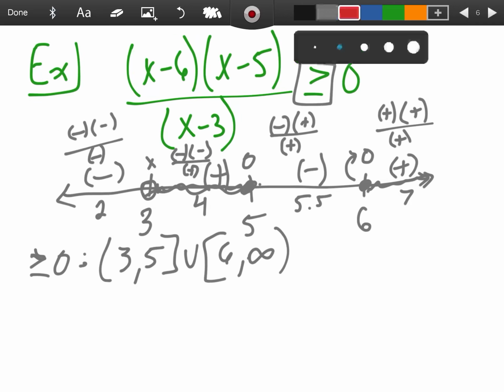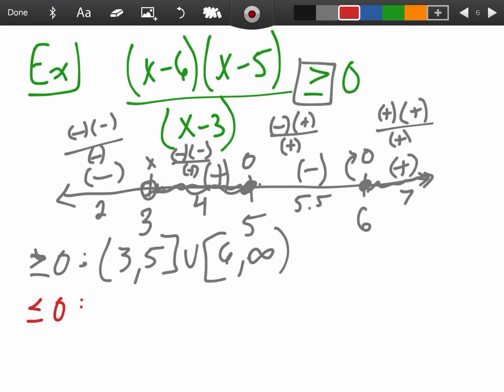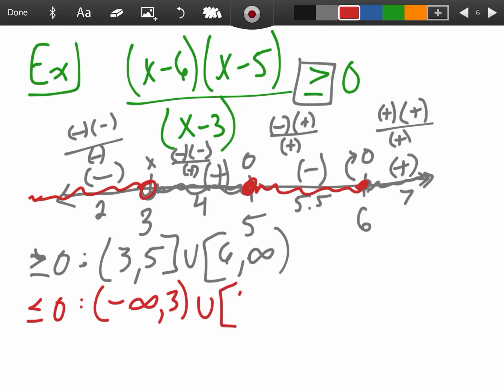Say that I had changed that problem, and let's try a less than or equal to 0. So less than or equal to 0, well, that's going to be from negative infinity up to 3. We're not including 3 because, again, it is undefined there. It's not equal to 0, it's undefined. So from negative infinity up to 3, not included. Then from 5 to 6, including both of them because it's equal to 0 at both of those points. And then that's it. The rest of the intervals are positive.